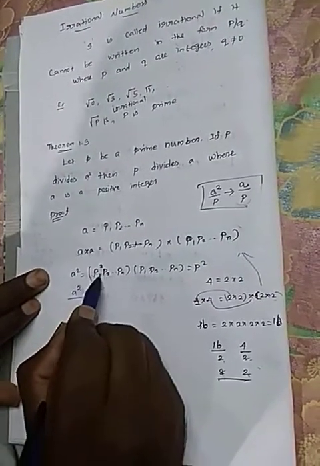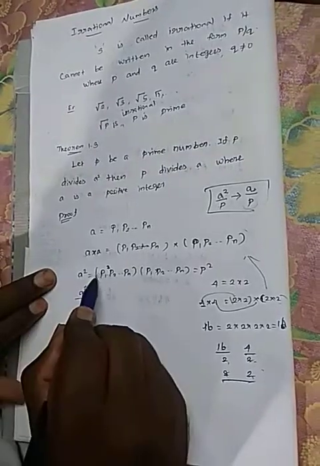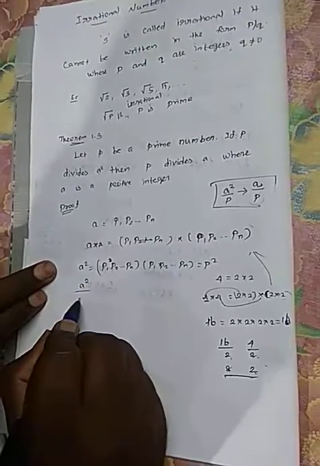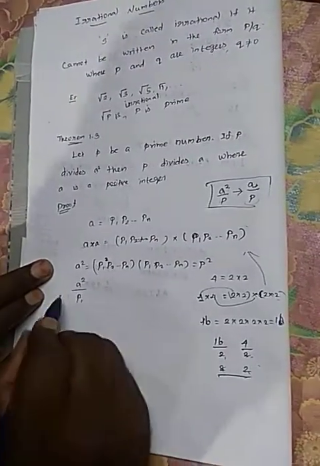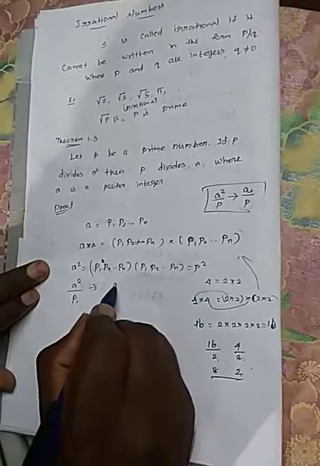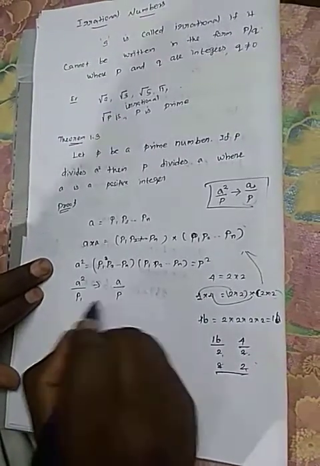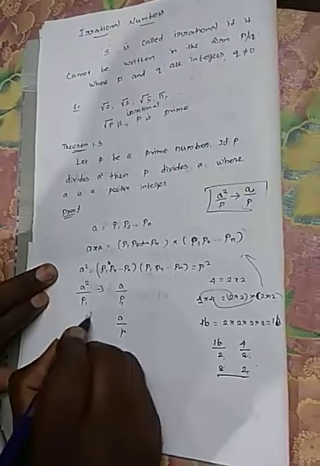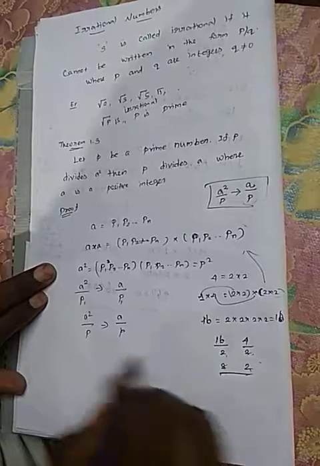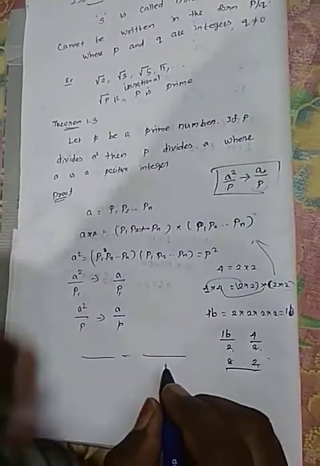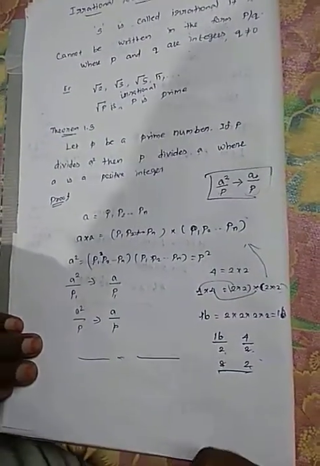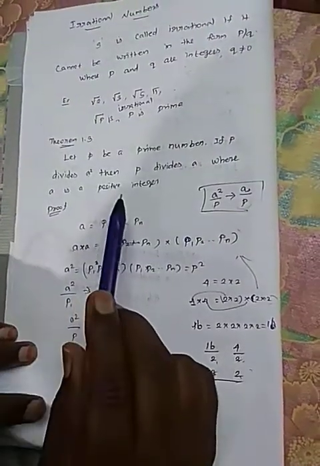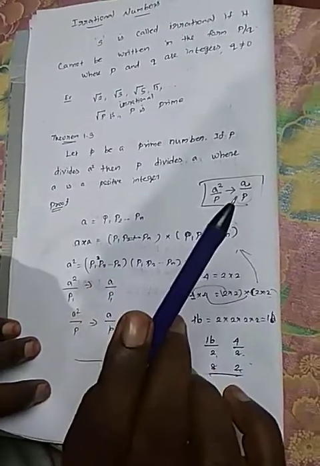Because a square is equal to p1 into p2 into p3, many numbers are there. So a square is divided by p1, and similarly a is also divided by p1, where p1 means any one prime number. So a by p, a square by p, that's all. This proof is not important, but if you want the proof, you can refer to the book. For this theorem, just the definition is enough. Thank you.